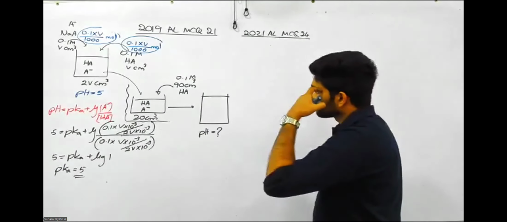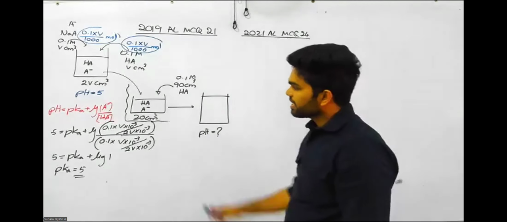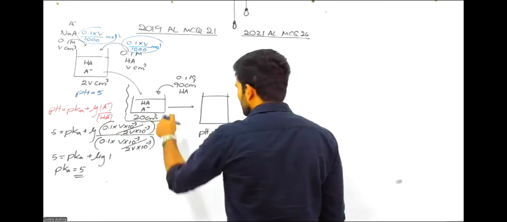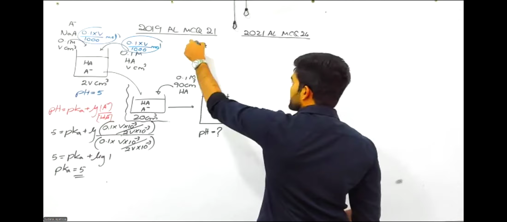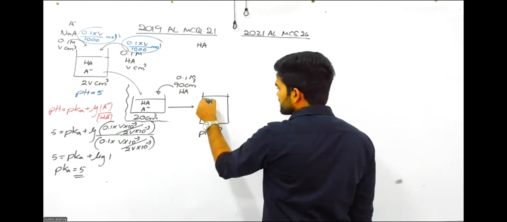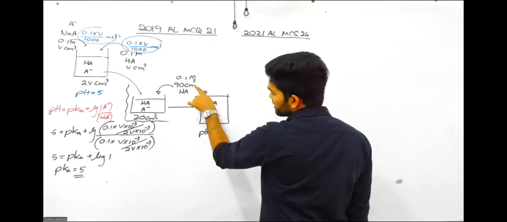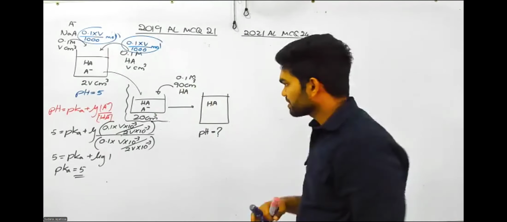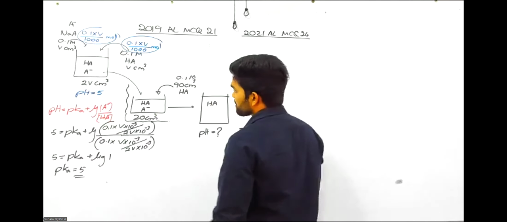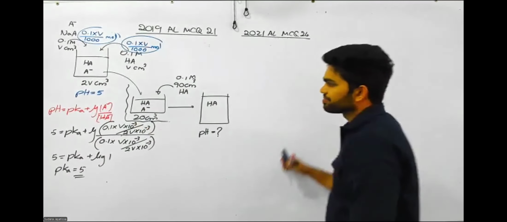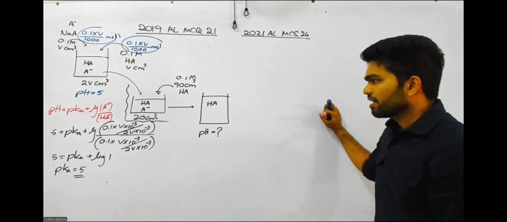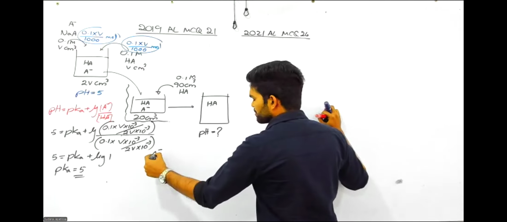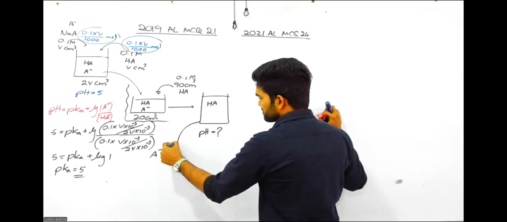Okay, now you are taking 20 centimeter cube. Now let's find out how many moles of HA and A minus are there. The total HA moles will be the HA moles added from the two situations. Here also you are adding some HA moles, and for this one you have some amount of A minus moles. So first find out A minus moles.